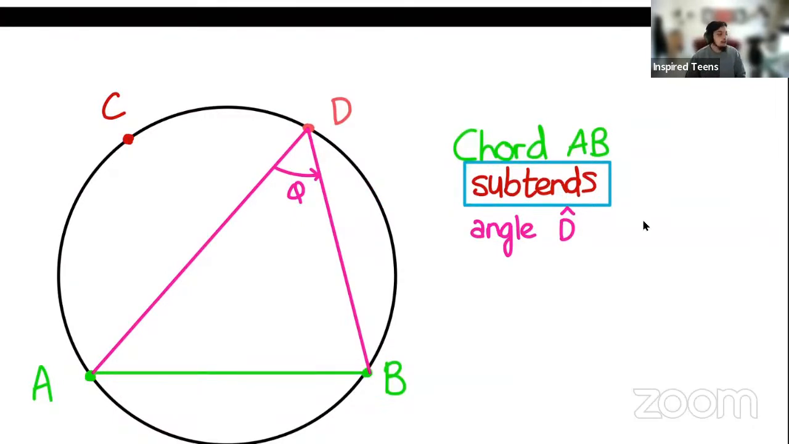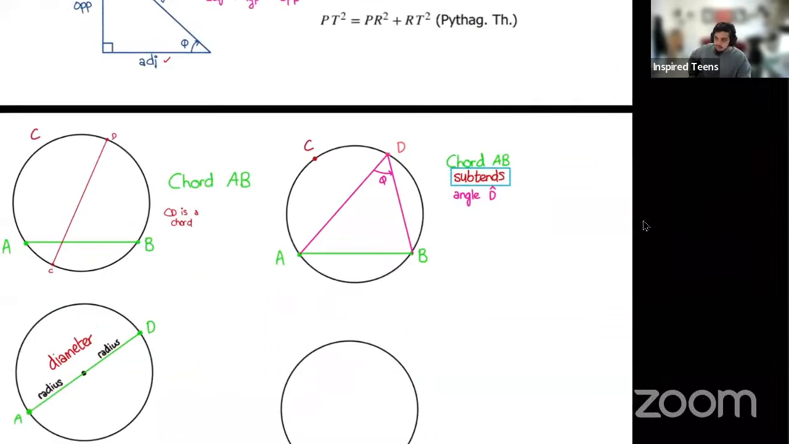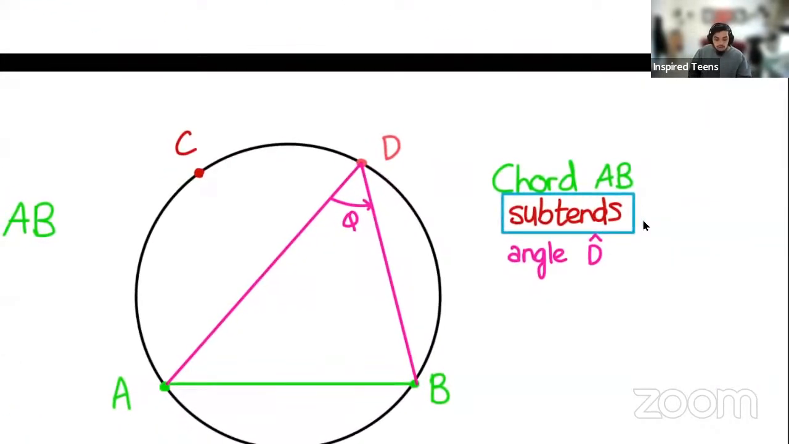If anybody's still confused as to what the word subtend means, please let me know and I'll go through it again. So chord AB, which is a line that touches 2 points on the circumference, you join them, of course. You see that chord AB subtends angle D. It creates it. So which chord is angle D subtended by? Angle D is subtended by chord AB.